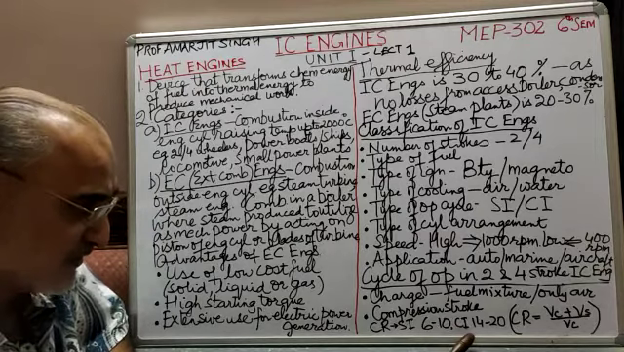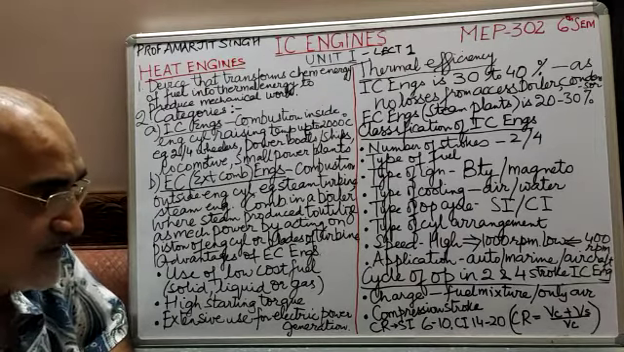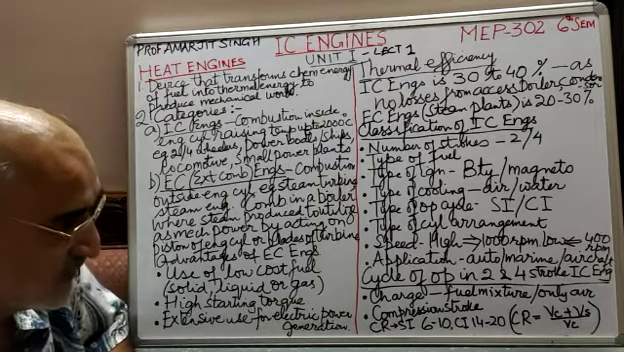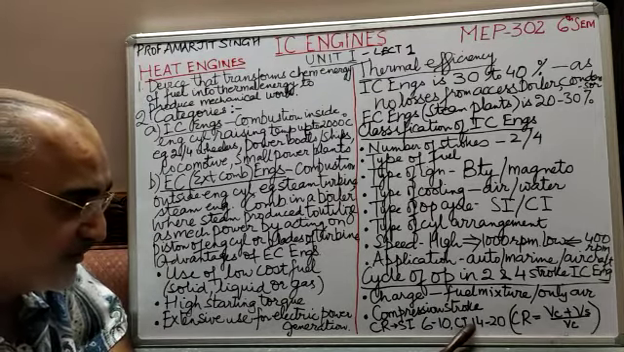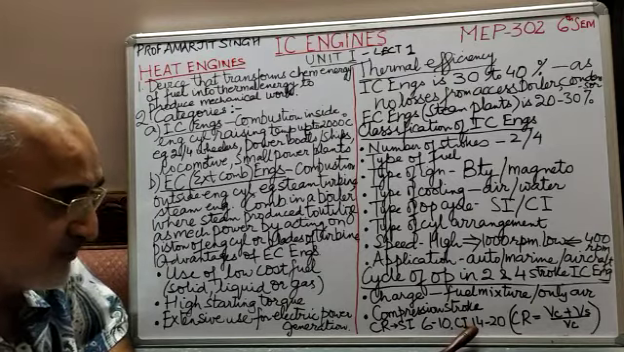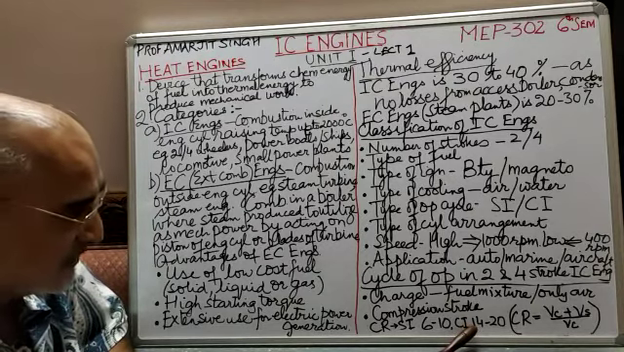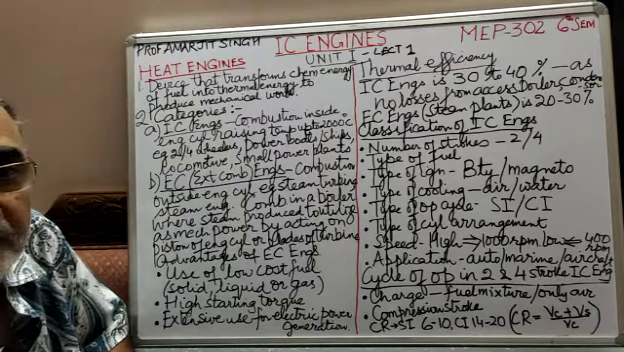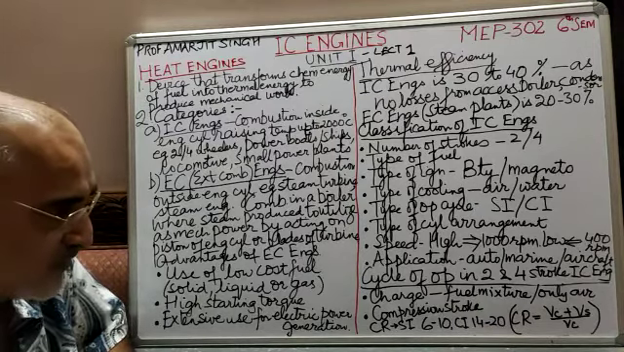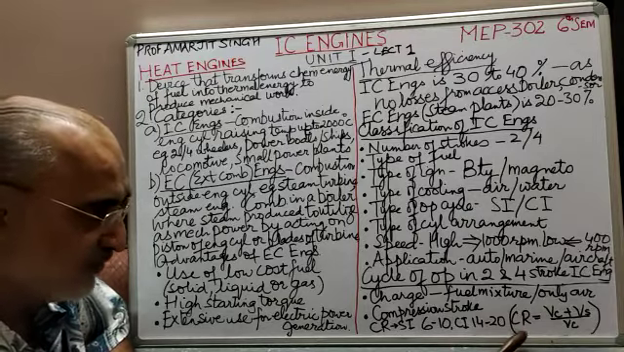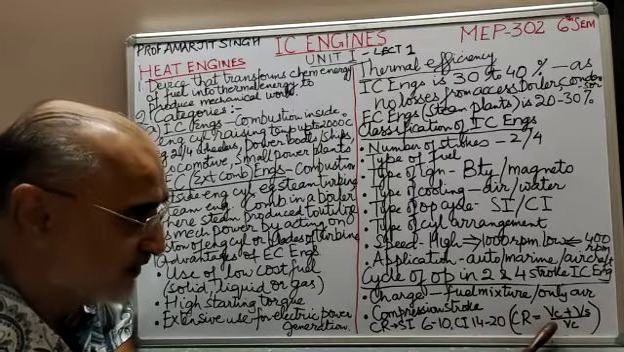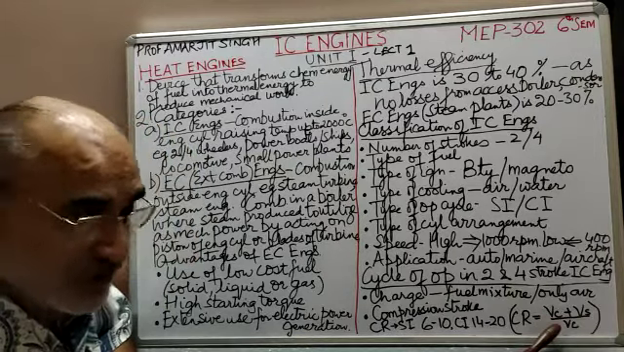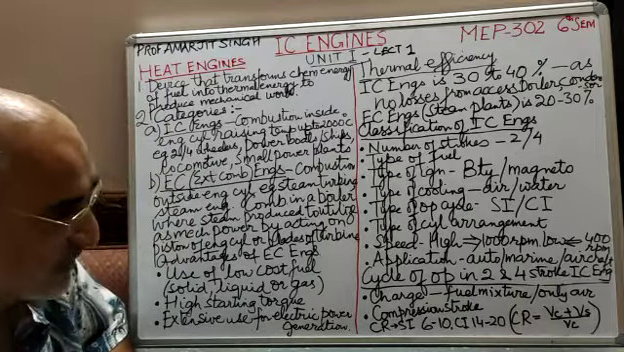In compression ignition, the CR has to be high so that the diesel self-ignites, and that's why the compression ratio of a diesel engine is in the range of 14 to 20 and even up to 22 in modern-day cars. Now, what is compression ratio? Compression ratio is nothing but the ratio of the swept volume plus clearance volume to the clearance volume. This I'll explain further on the next page.